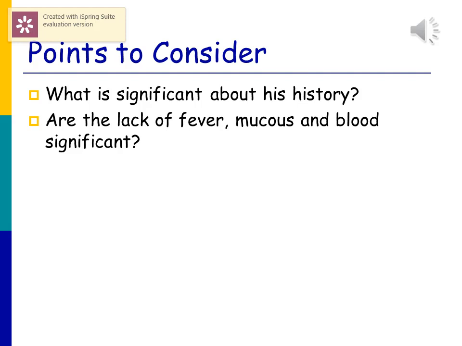So things to consider in this case: what's significant about his history? One of the things that's significant is he got sick 4 days after he went to Mexico. So traveling to Mexico would be a significant history in a patient that has diarrhea. The other point to consider is the lack of fever, mucus, and blood. So remember, diarrhea with mucus and blood is categorized as dysentery. Since he didn't have mucus and blood, this isn't dysentery, it is diarrhea.